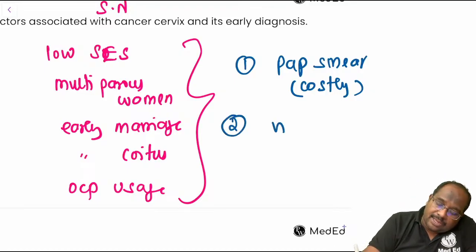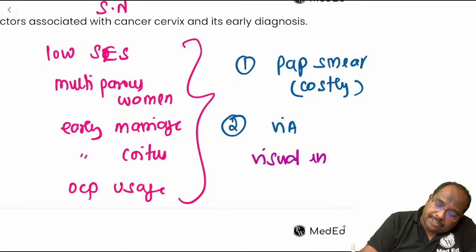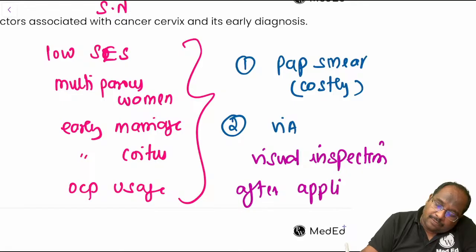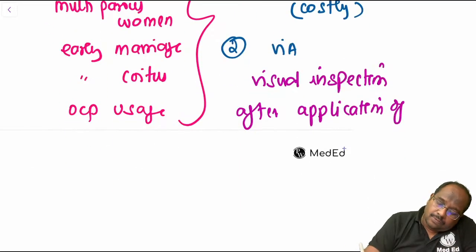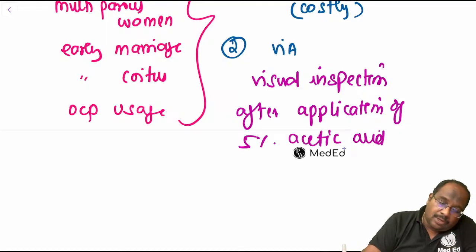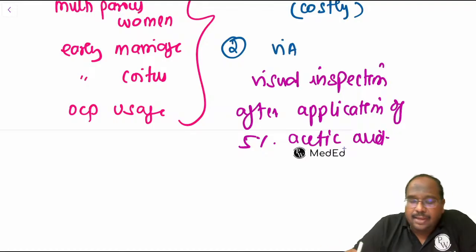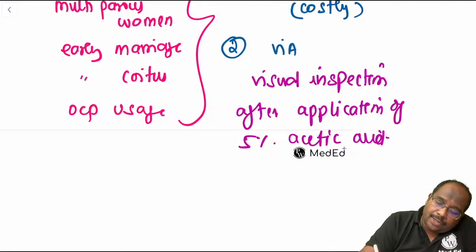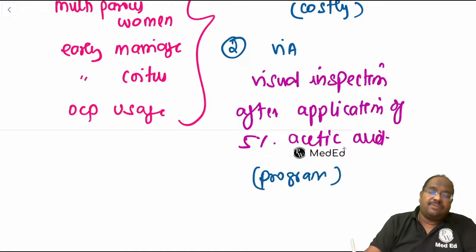Easier one is VIA. What does VIA mean? Visual inspection after application of 5% acetic acid. So this is a little easier way. From the program point of view, we are using this VIA in the program.